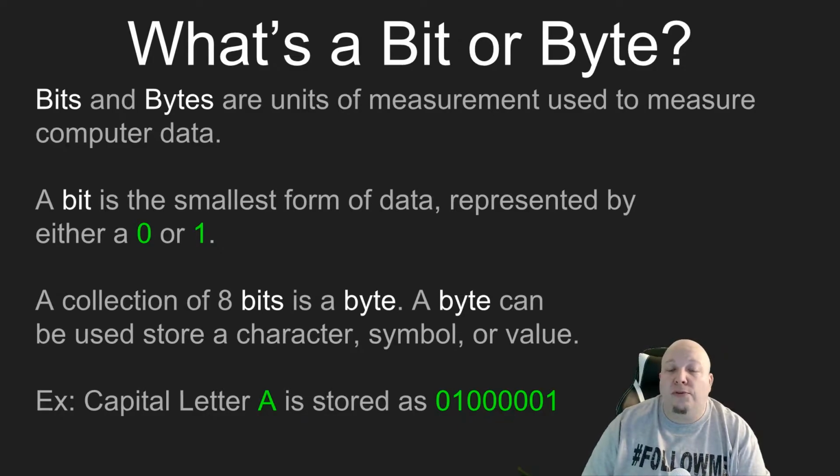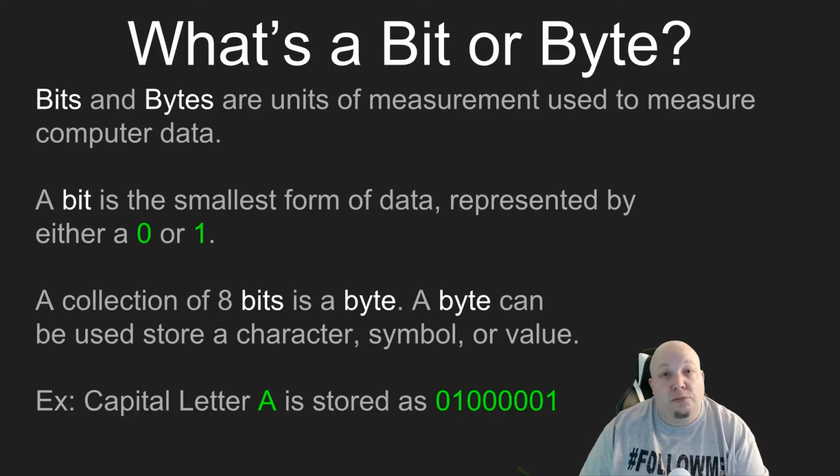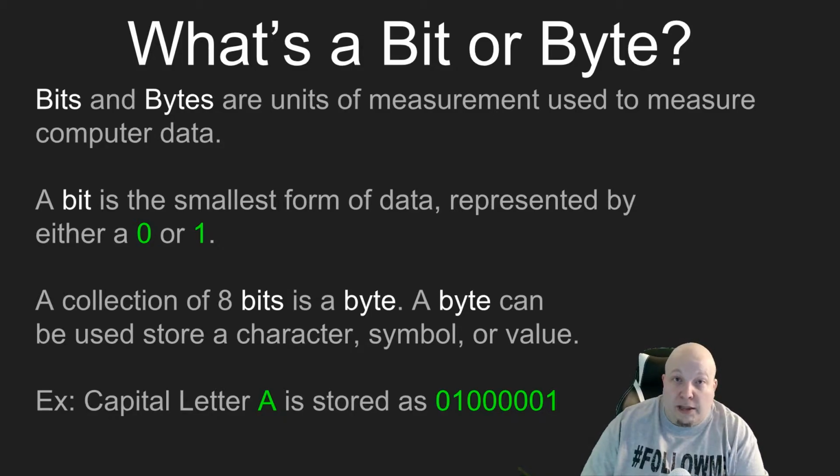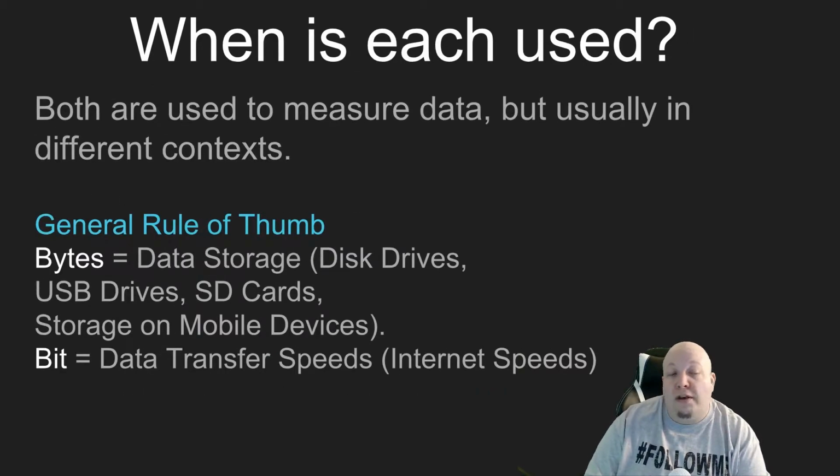And a computer uses a byte to be able to store some sort of a value. So let's say even a character in a word. It would store, let's say, the capital letter A as a bunch of zeros and ones, and then it would know that those zeros and ones refer to the letter A that has been stored. So moving on from that, when are bits or bytes used in our daily life?